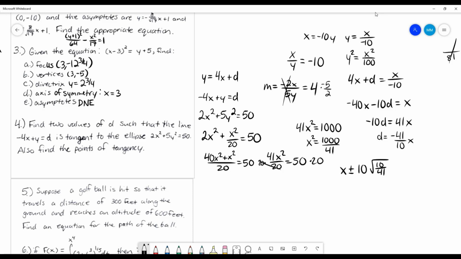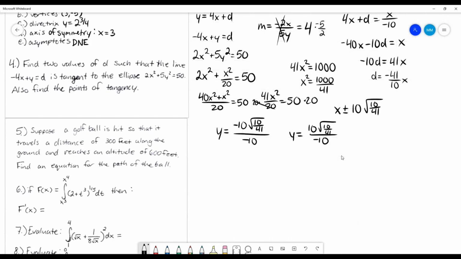So I'll plug that back up in there. So it's going to be y equals, I could be negative 10 over this over negative 10, and then y also equals positive 10 times this over negative 10, which gets us that y equals just this, and y equals negative this. So it's just 10 times smaller than that x value. Sorry if this is really hard to follow.